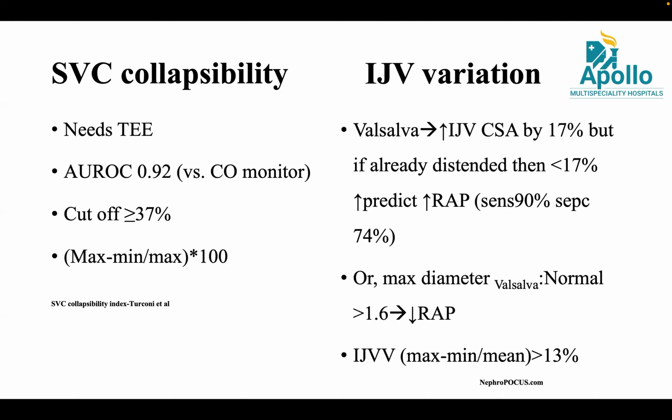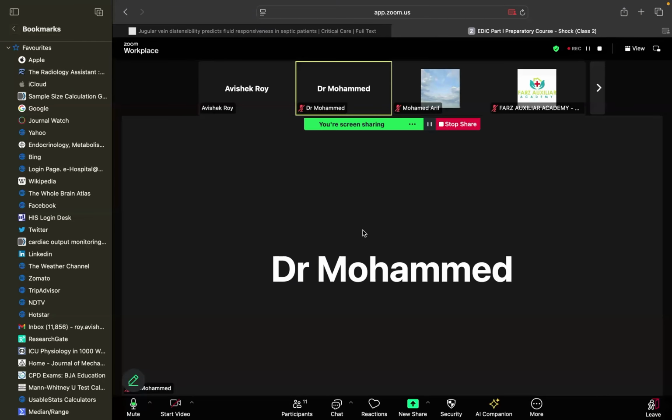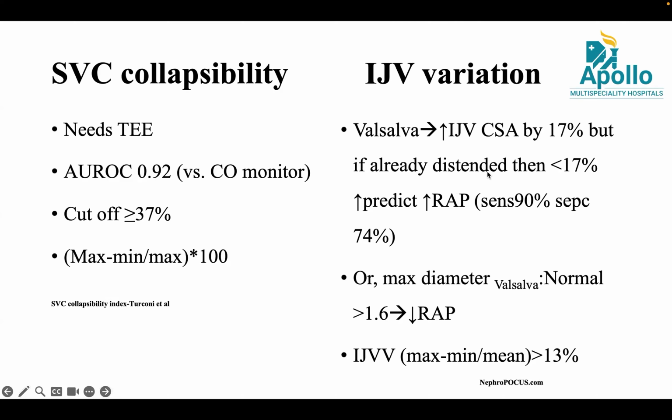Rather, you can look at the IJV, the internal jugular vein, and just understand the concept. If you have cannulated internal jugular veins enough in your life, especially in CKD and AKI patients, you'll get to know that those patients have volume overload and dilated IJV.